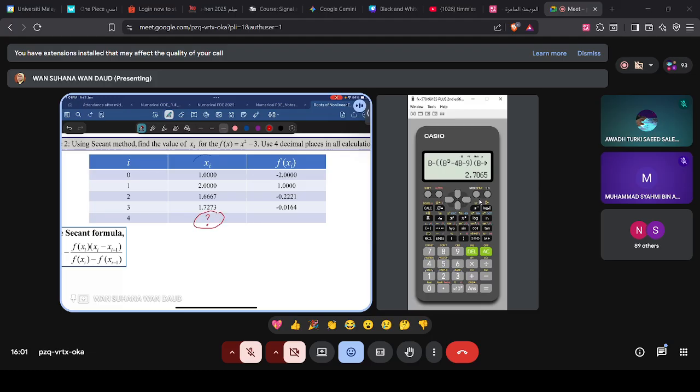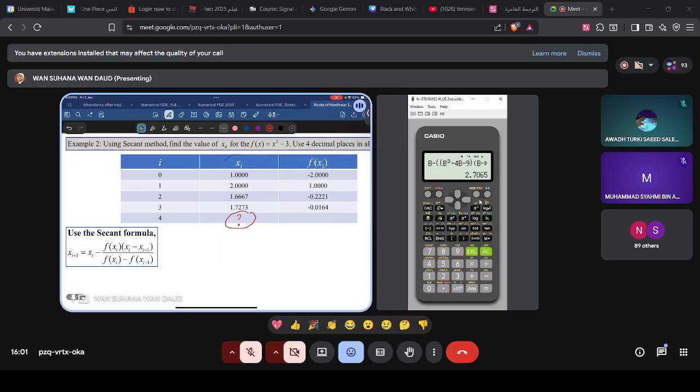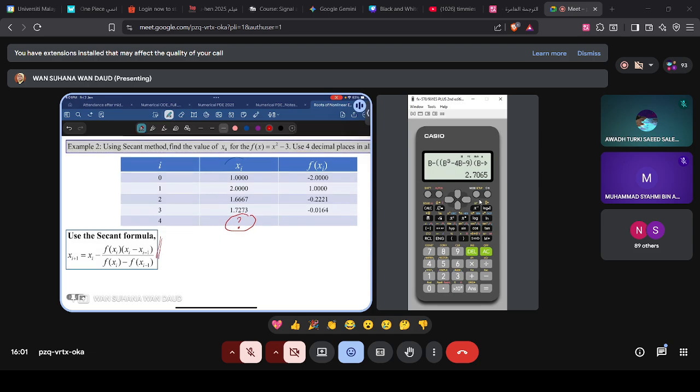So no need to use the method that I showed you just now. You can directly use the formula. This is the formula of the secant method. Check the formula and you can substitute the values in the formula. So x4, look at here everyone. You want to know x4?